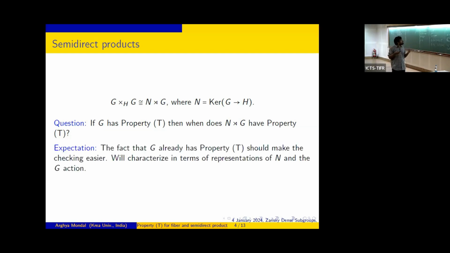And the answer we are expecting should capture the feeling that, because G has property T, it should be much easier to check whether N semidirect product G has property T. And in fact, we will characterize this in terms of representations of N and the G action. I mean, if you just want to look at property T of N semidirect product G, it is a statement about representations of N semidirect product G. But here we can only look at representations of N and the G action.